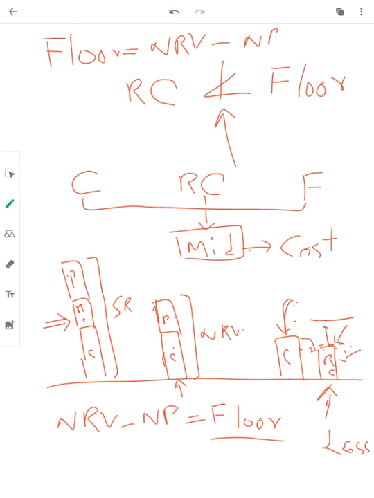So this is the concept of ceiling, replacement cost, and floor, and why the mid value is taken.